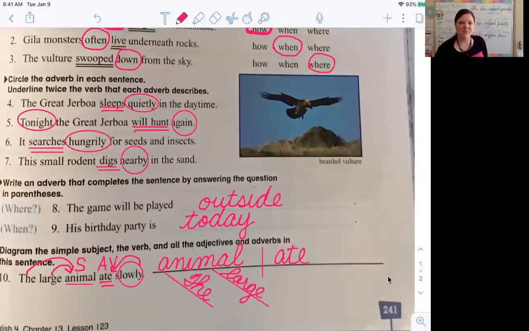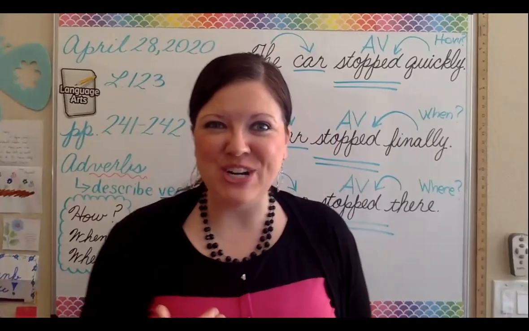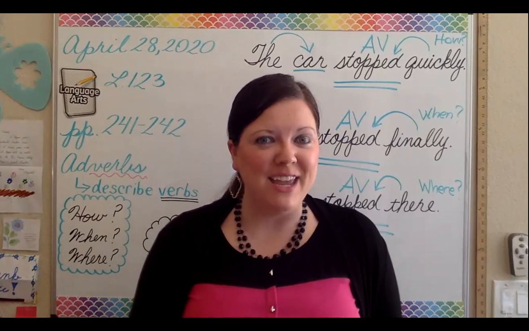Lastly, let's end by diagramming that adverb. How is the large animal eating? Well, he ate slowly. Draw a diagonal line underneath ate and write slowly. Very good. Okay, did you notice something about the adjectives and the adverbs? When you diagram them, they always go underneath the word that they are describing in the diagram.